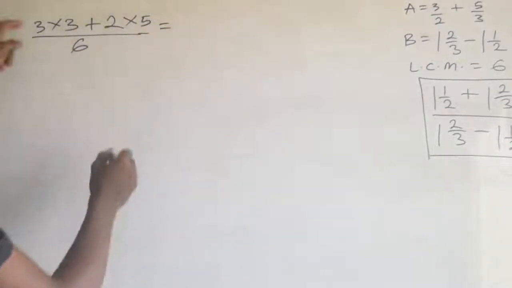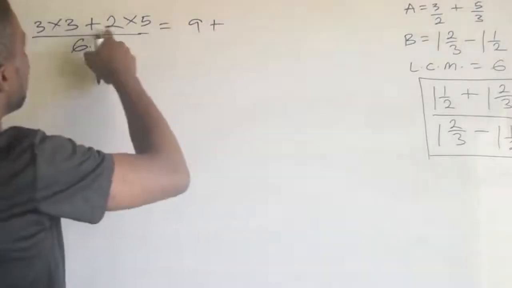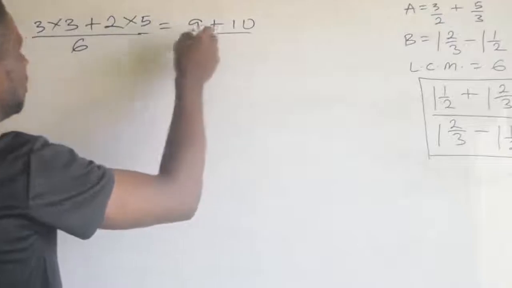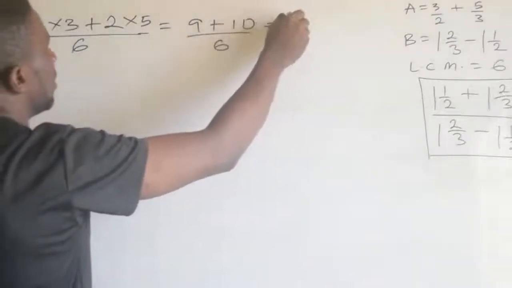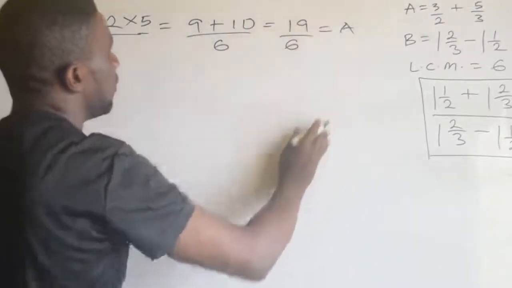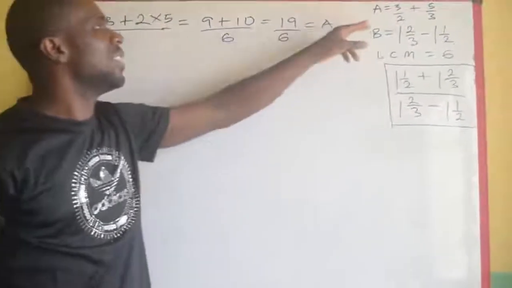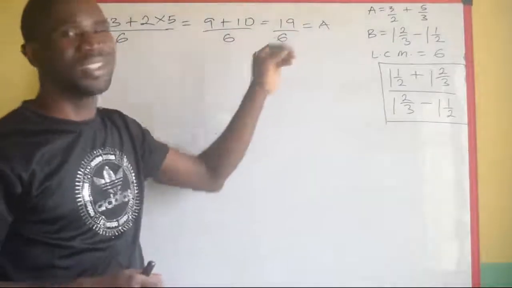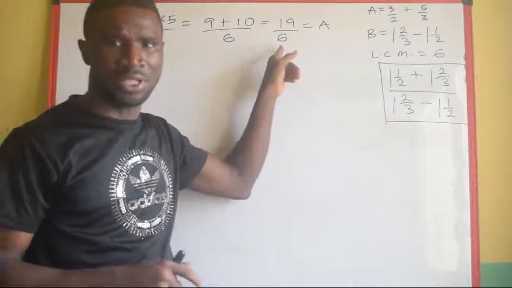Now we have 3 times 3 is 9 plus 2 times 5 is 10 all over the LCM, which is 6. 9 plus 10 is nothing but 19 over 6. And this in turn gives us our A. So everything here has been baked and buried as a single number, which is 19 over 6.